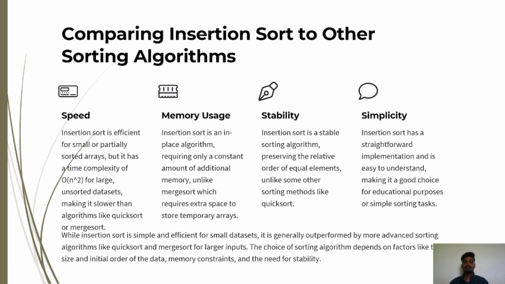Stability. Insertion sort is a stable sorting algorithm, preserving the relative order of equal elements, unlike some other sorting methods like quicksort. Simplicity. Insertion sort has a straightforward implementation and is easy to understand, making it a good choice for educational purposes or simple sorting tasks. While insertion sort is simple and efficient for small datasets, it is generally outperformed by more advanced sorting algorithms like quicksort and mergesort for larger inputs. The choice of sorting algorithm depends on factors like the size and initial order of the data, memory constraints, and the need for stability.